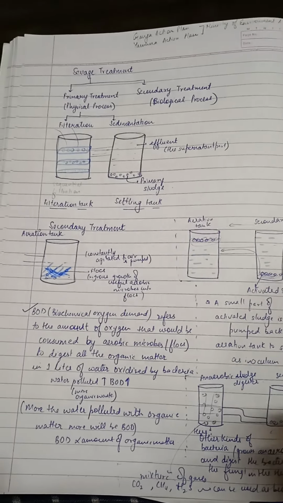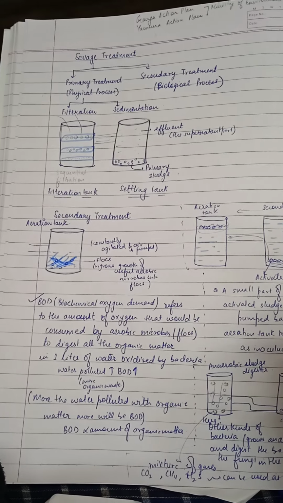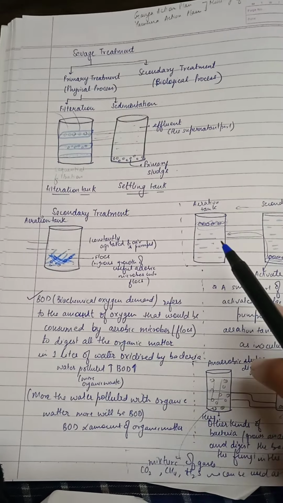Hi everyone, now let's revise sewage treatment plant. So in a sewage treatment plant we have primary treatment and secondary treatment. Primary treatment is the physical process in which we do filtration and sedimentation.